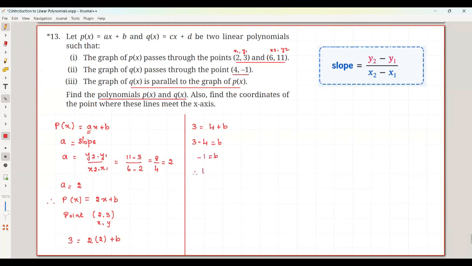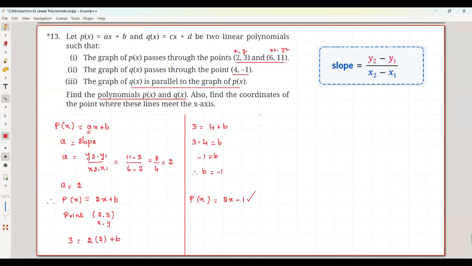Therefore, B is equal to -1. So I got the B value is equal to -1. If you take 6 comma 11 also, you'll get B is equal to -1. You can check it out. So P of x is equal to 2 into x, and substituting the B value, B is equal to -1. So P of x we found out. Polynomial of P of x, A and B values we got. So this is over. So next we have to find Q of x.